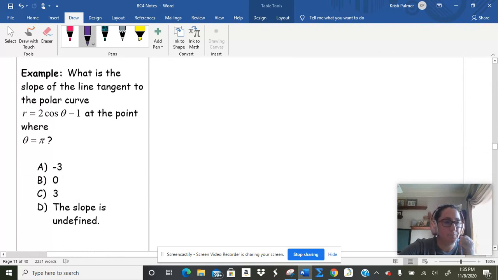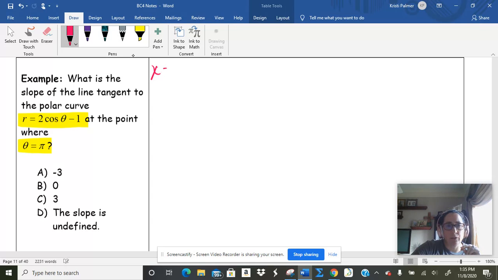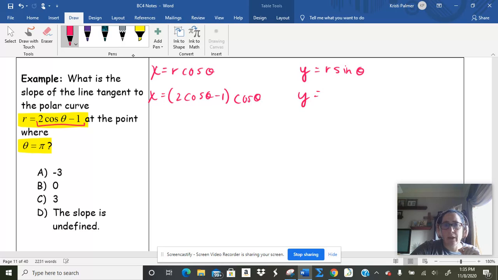All right, let's do one. The slope of the tangent line, where this is my r, at pi. So I first have to use these guys. Okay, this is the harder form. Here is my r, to plug in. So I plugged in what my r was. I substituted that in.